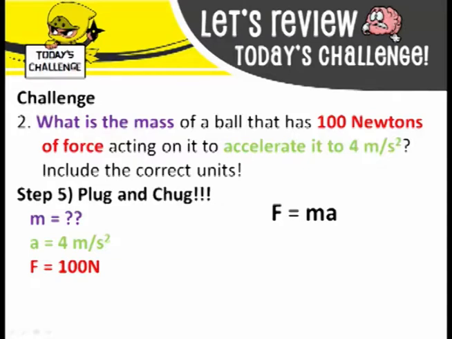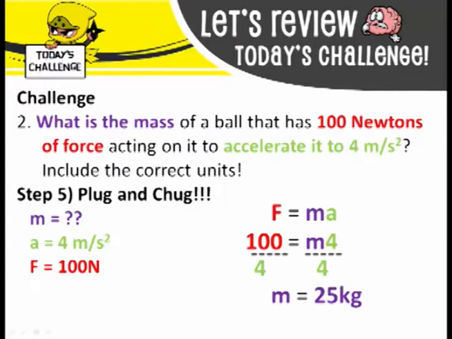Step 5, we're going to plug and chug in the numbers that we have. So we have f equals ma. Again, they're color-coded so you can follow along with me. So we have 100 is equal to m times 4, or 4 times m, whatever makes you happier. So if we want to get m by itself, right now it's being multiplied by 4. Therefore, we need to divide 4 on both sides. So if you take 100 and you divide it by 4, just think about money. 100 divided by 4 is a quarter, 25. So we have a mass of 25 kg, kilograms.